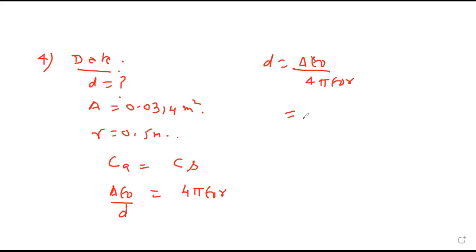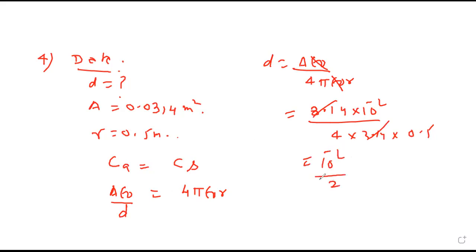Epsilon naught cancels. Area is 3.14 into 10 raised to minus 2 upon 4 into 3.14 into R, and R is 0.5. This will get cancelled. So 10 raised to minus 2 upon 2, that is equal to 0.5 into 10 raised to minus 2 meter, which is 5 into 10 raised to minus 3 meter. 5 millimeter.